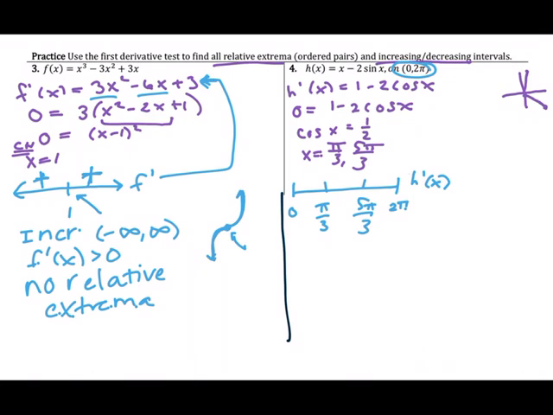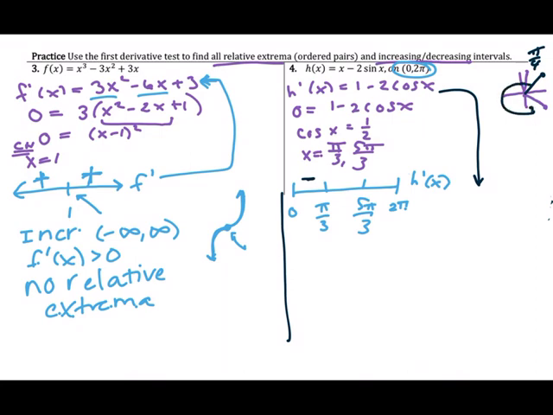I need to plug in a number between 0 and pi over 3. So I'm going to choose the pi over 4 angle, and pi over 4 I know for cosine and sine is root 2 over 2. So I'm going to plug that into my derivative. So h prime, and you don't necessarily have to show this work, right? Because we only care about the sign. This is going to be 1 minus 2 times root 2 over 2. So this is going to be 1 minus the square root of 2. I don't care what this number is, I just care if it's positive or negative. Well, the square root of 2 is definitely bigger than 1, so this part of my graph is going to be negative.